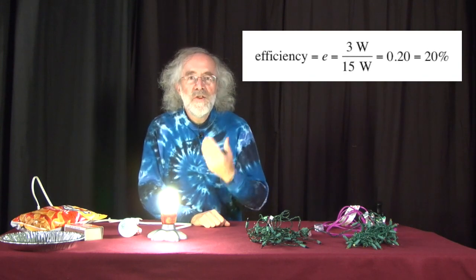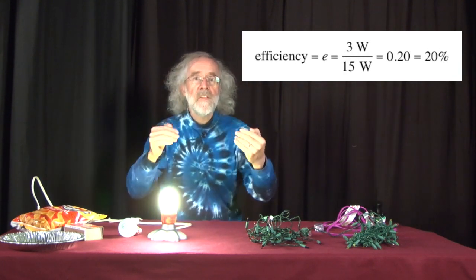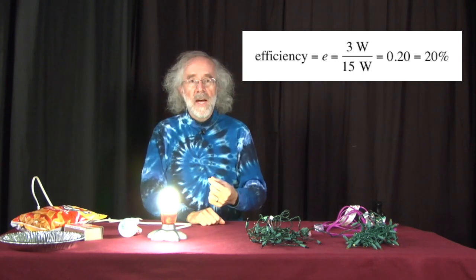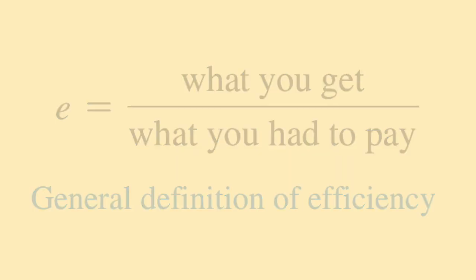And in fact, what you do is you take the 3 watts, which is your output, and you divide it by the 15 watts, which is your input, and you get 20%. This light bulb is about 20% efficient. In the book, we define efficiency as what you get divided by what you paid. And that is a general definition of efficiency that we'll use throughout the chapter.